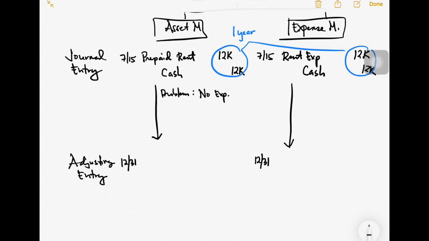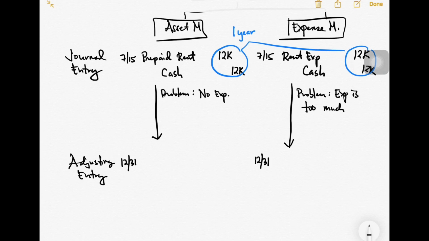While under the expense method, the problem is that the expense recognized is too much. How come? Again, the expense recorded here, 12,000, represents 1 year. But you know for a fact that the period from July 15 to December 31 is less than 1 year. So you need to work on the excess expense.